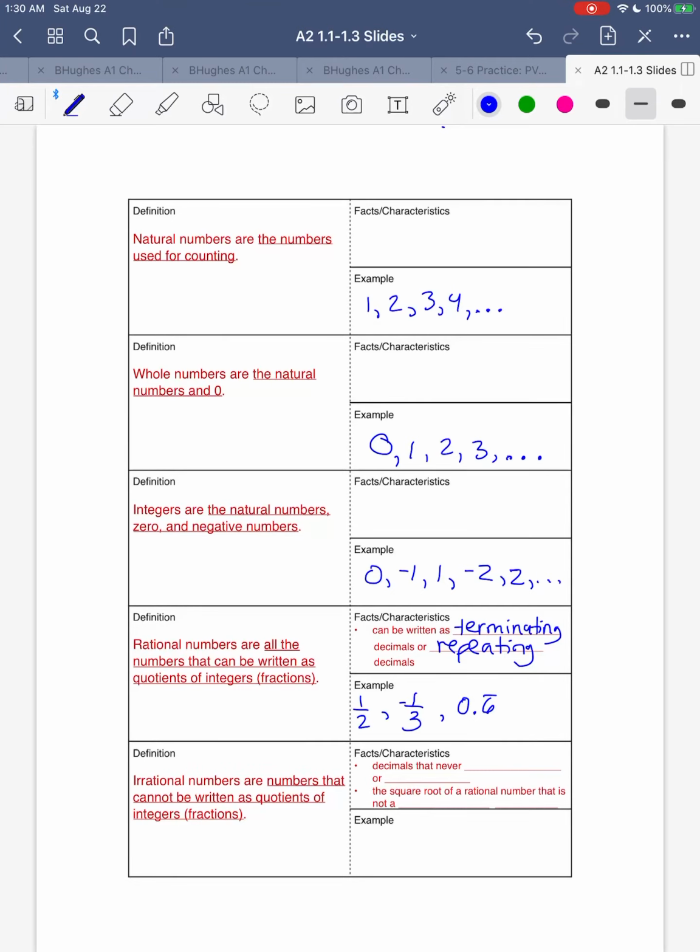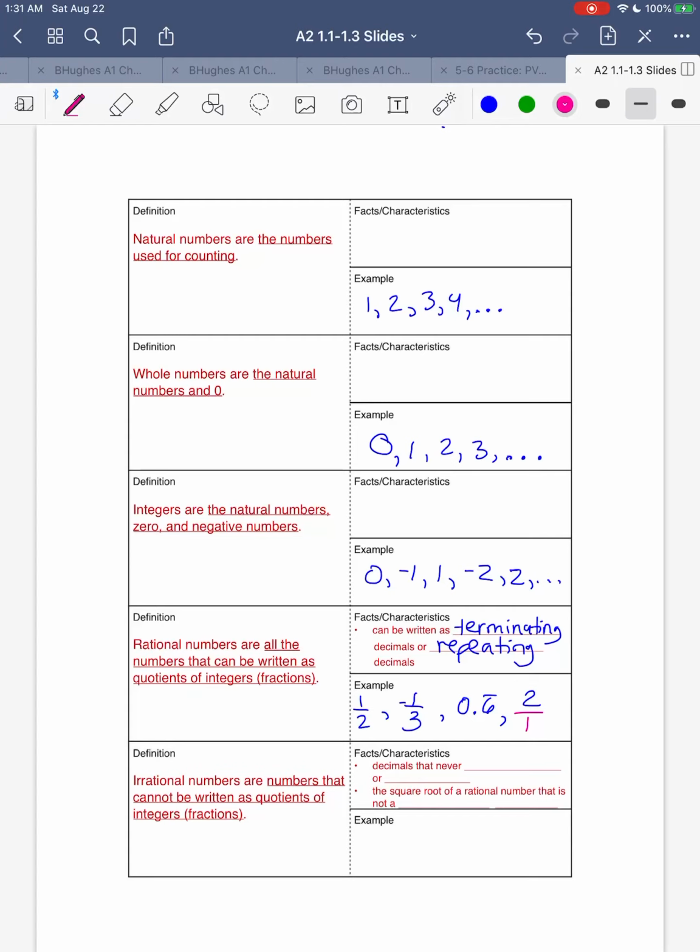Any digits that can be written as a fraction, or if that fraction can be divided out to produce a terminating or repeating decimal, then that is also an example of a rational number. It can also include whole numbers, and the reason for that is because whole numbers can be written as a fraction if we write them over top of 1. And then the last group of numbers is irrational numbers, and this is where it gets a little tricky. These are numbers that cannot be written as quotients of fractions, meaning there is no fraction that represents them.